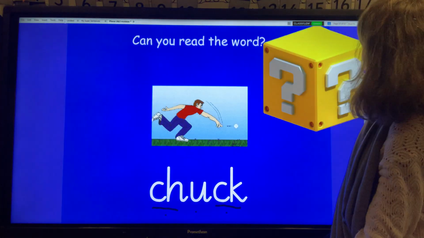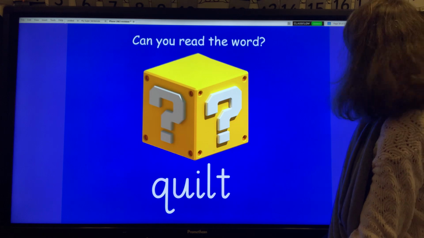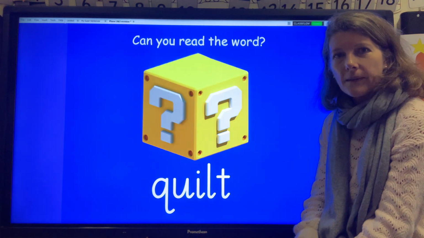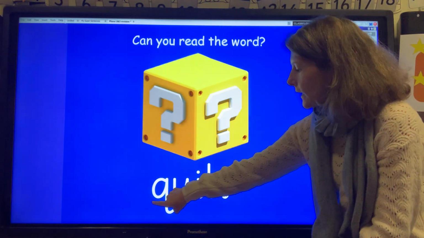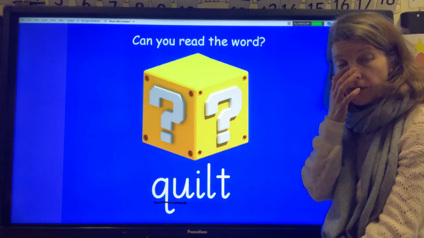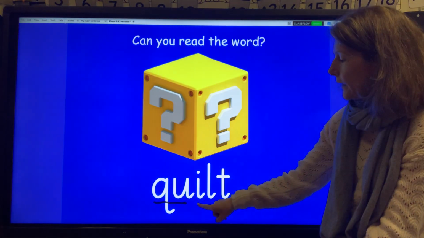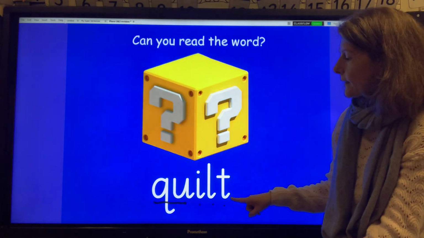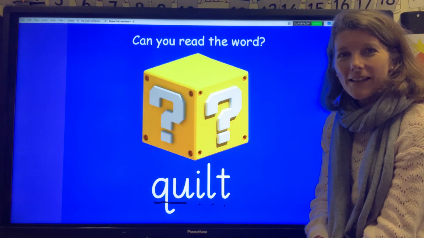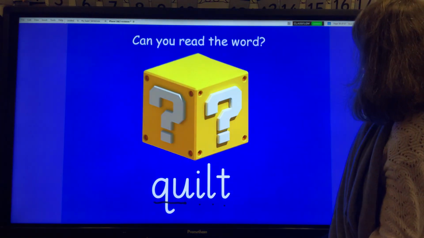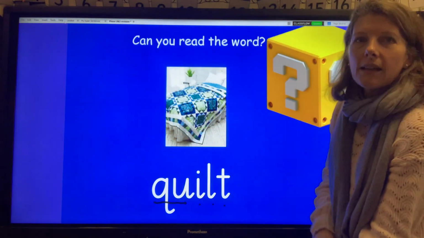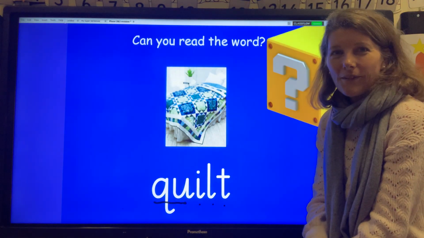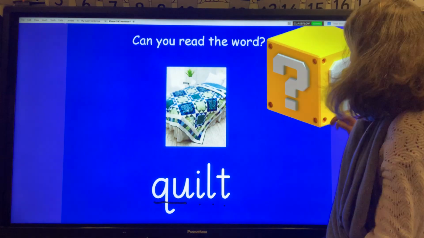Okay, let's try another one. Let's have a look at this one. So can you see any digraphs in this one? Yep, at the beginning we've got our qu digraph, qu. So qu, I, l, t, qu, il, t, quilt. What does that say? Can you hear it? Let's have a look. This is a quilt, which is a special cover that might go on your bed. They're very, very beautiful and very cozy. A quilt.